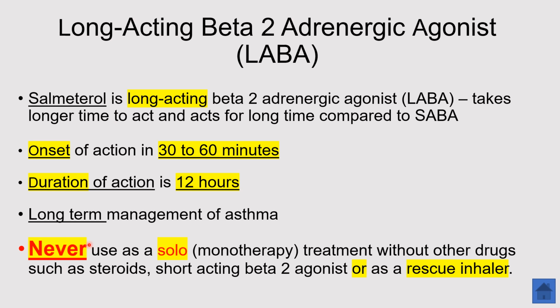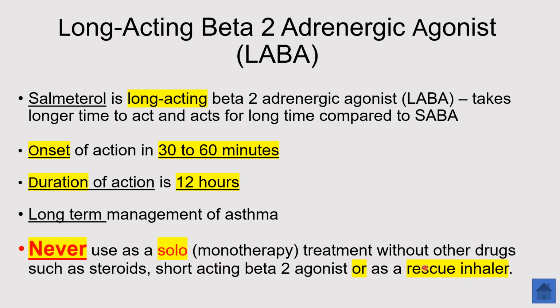Remember, this is never used as a solo therapy, meaning this is not the only drug that's going to be used in the treatment. So you have to know what that means. Sometimes SABA is the only one used during treatment when the patient has mild symptoms. The LABA will never be used by itself. It can be used with the steroid, and also the SABA, and with other inflammatory mediator modifier drugs.